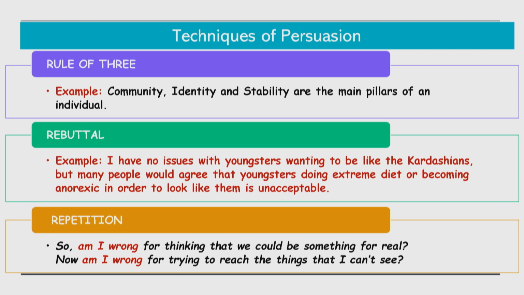So, am I wrong for thinking that we could be something for real? Now, am I wrong for trying to reach the things that I can't see? Here, the writer wants to emphasize whether he or she is wrong for trying to do something. In this way, he or she is trying to persuade the reader to look at things from his perspective.